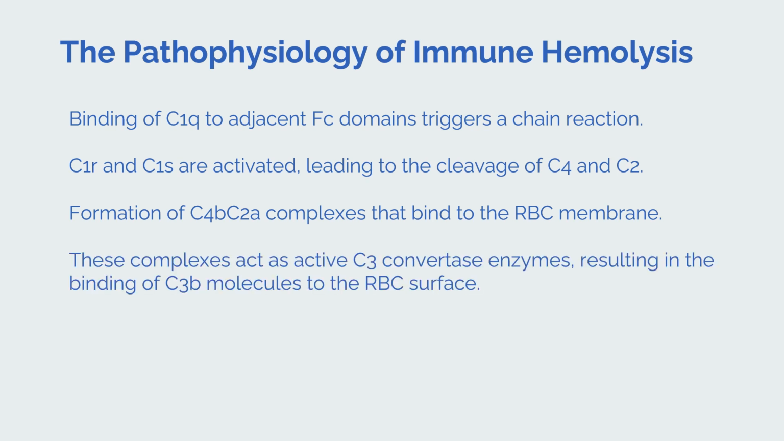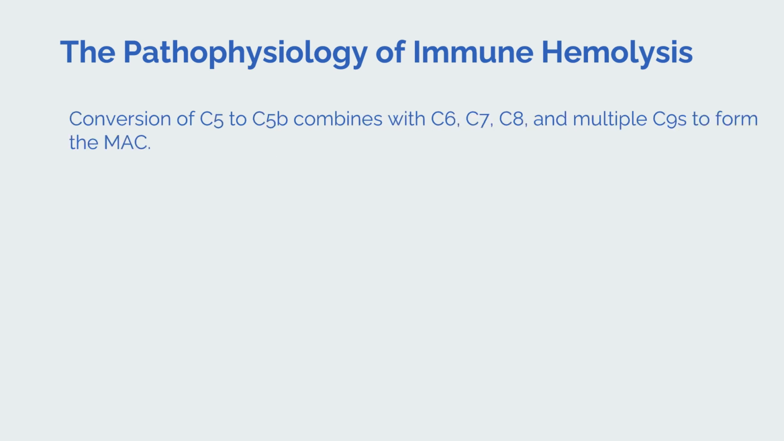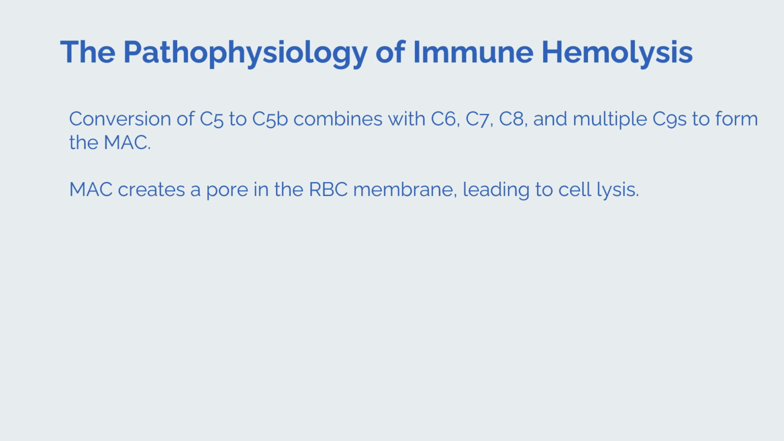These complexes act as active C3 convertase enzymes, cleaving C3 and resulting in the binding of C3b molecules to the RBC surface. The final step involves the conversion of C5 to C5b, which combines with C6, C7, C8, and multiple C9s to form the membrane attack complex, or MAC. The MAC creates a pore in the RBC membrane, allowing water and small ions to influx and leading to cell lysis.